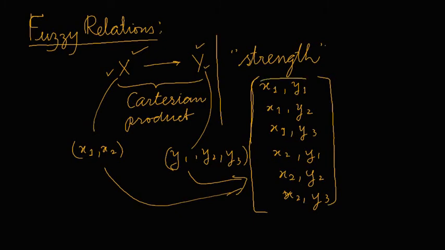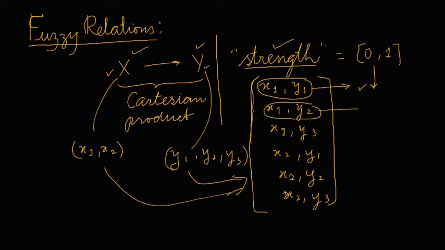For all these ordered pairs, we need to specify the relation between the two elements, and that relation can be specified in terms of a strength, and this value of strength is going to be in the range 0 to 1. So we will be assigning some value between 0 and 1 for this ordered pair. Similarly, for this ordered pair, some value between 0 and 1, and so on for all these ordered pairs.